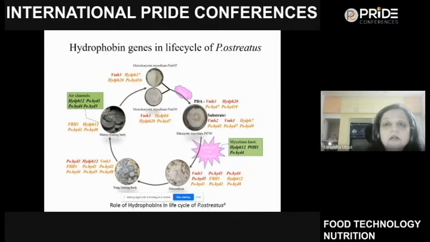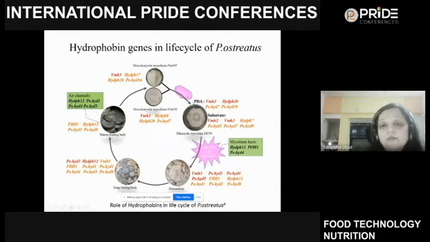When we studied the common mushroom Pleurotus ostreatus and its life cycle, we found around 44 genes of hydrophobins getting expressed at each and every level of growth, from the monokaryotic stage to dikaryotic mycelium, then the primordium phase, then young fruiting body formation, then mature fruiting body formation. We observed that at each stage there is an expression of different hydrophobins, which suggests that each hydrophobin has a specific role in the growth cycle of Pleurotus ostreatus.